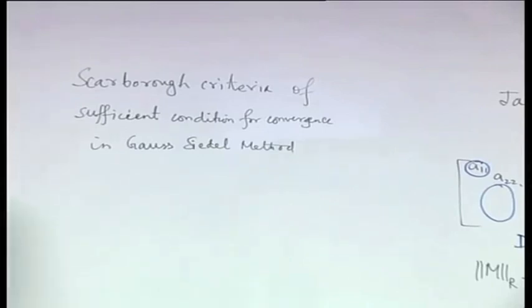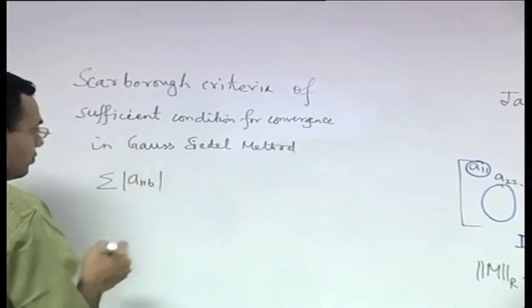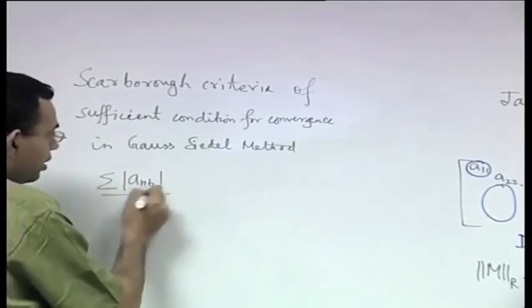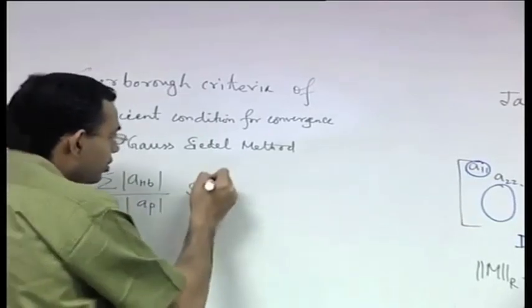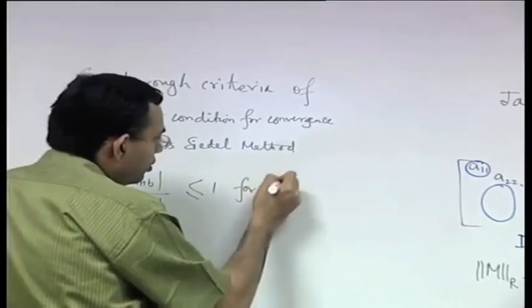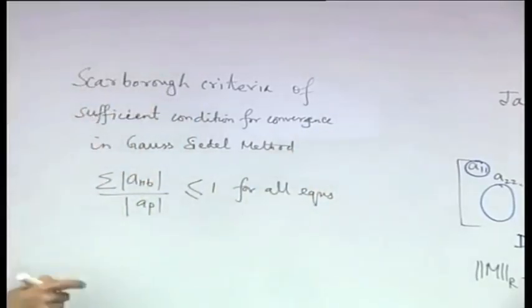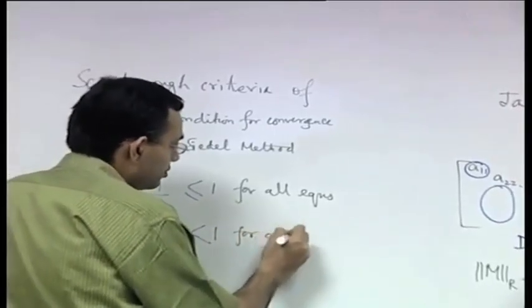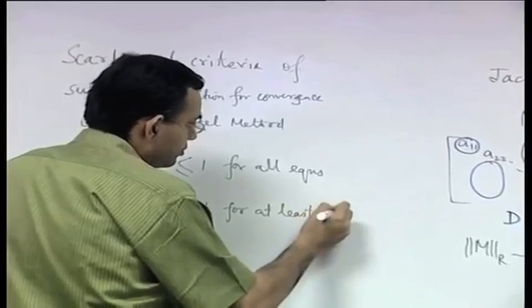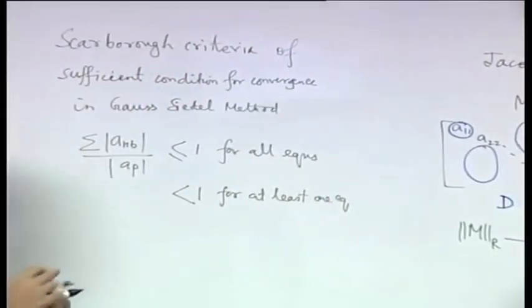It states that you must have the summation of mod of A n b by mod of A P less than or equal to 1 for all equations, and in addition one physically based criterion, that it is less than 1 for at least one equation. This is a very important consideration which we will try to discuss in more detail.